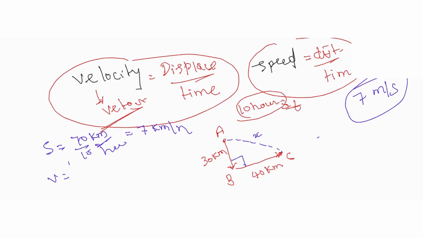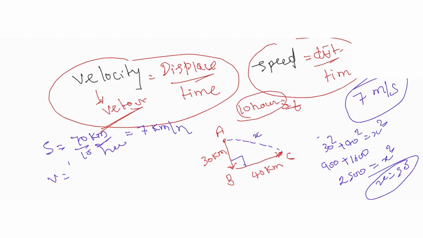So A is 30 square plus 40 square is equal to X square. So what we got? 30 square is 900. 40 square is 1600, which makes 2500 equal to X square. So X is 50. Any problem? No. So X is 50.